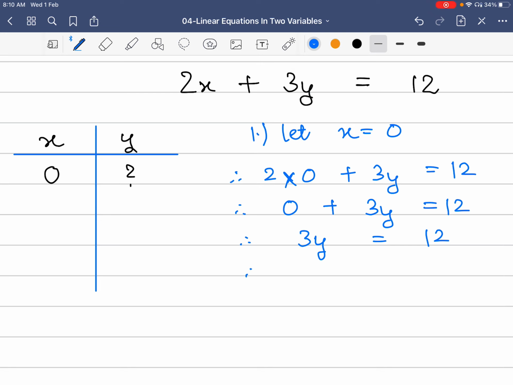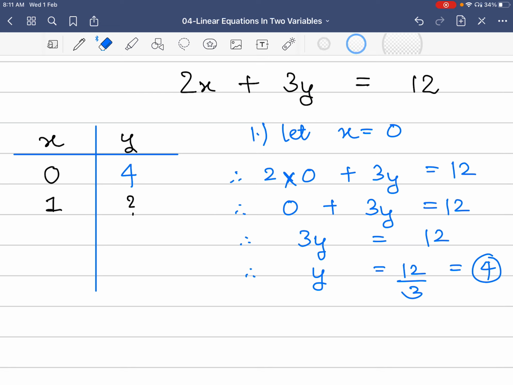Now divide both the sides of equation by 3. So y will be equal to 12 divided by 3, that is equal to 4. So if I substitute x as equal to 0, I get y as equal to 4. So I'm just going to mention that here. So the value of y came out to be 4. Now let's take x as equal to 1 and see what is the value of y.